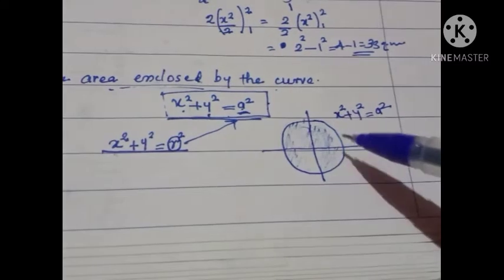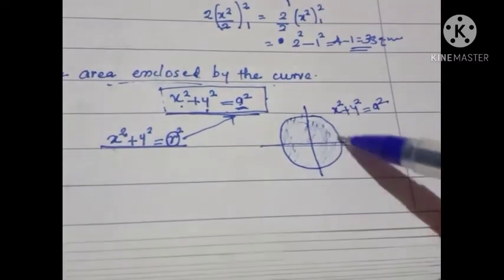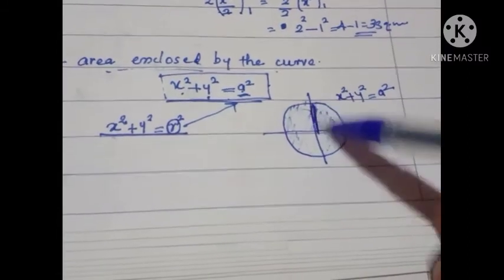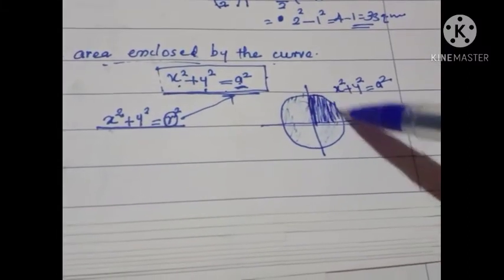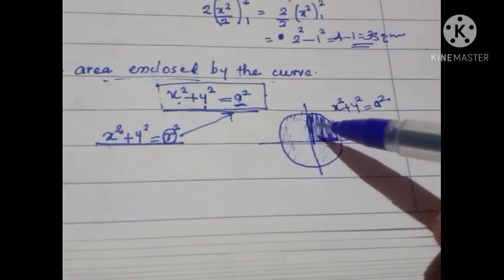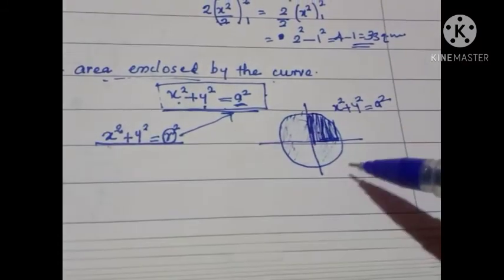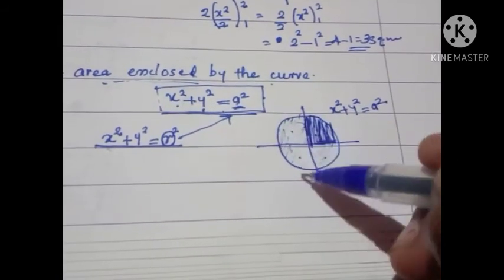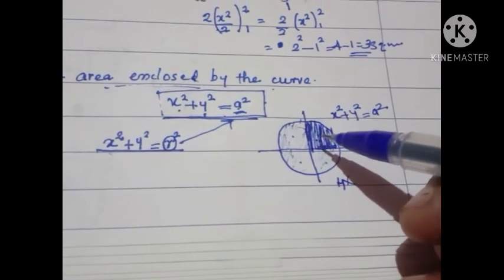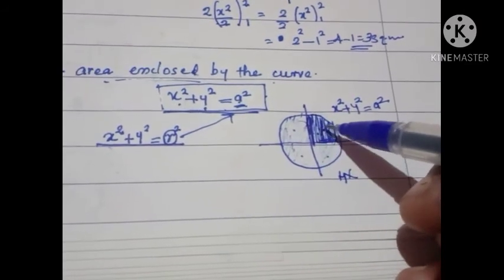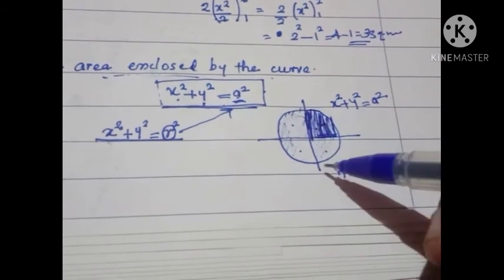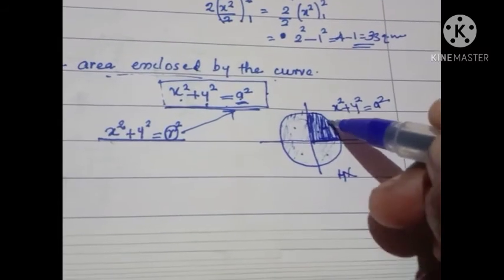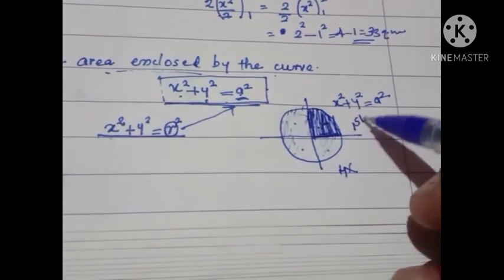Area of this region. To get the area of this region, we are going to find the area of this sector only and multiply this area by 4, because these 4 sectors are equal. So it is enough to find the area of this sector, then multiply the area with 4. Now listen, this sector belongs to the first quadrant.